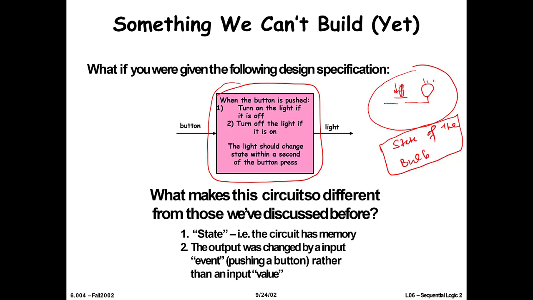Okay, so this kind of logic is called sequential logic. It has a memory, or what is called a state, and the pushing of the button is an event. So there are two new things. One is state and the other is event, and we need to incorporate these two new functionalities into our circuits to solve this problem.